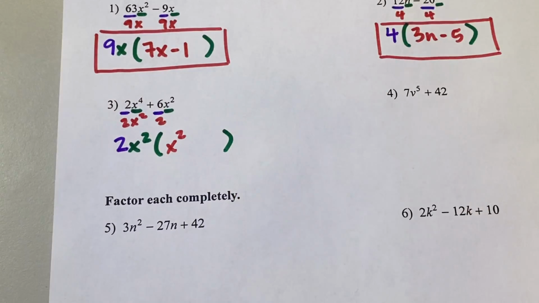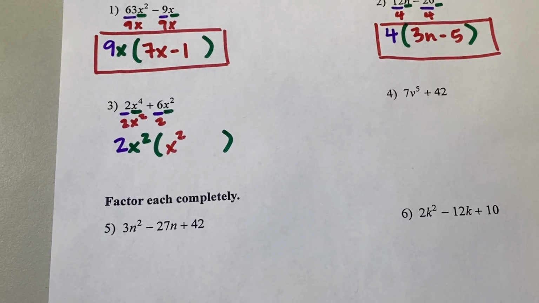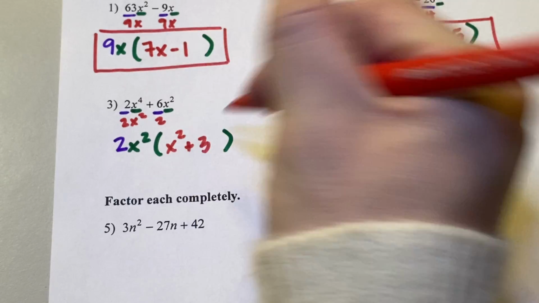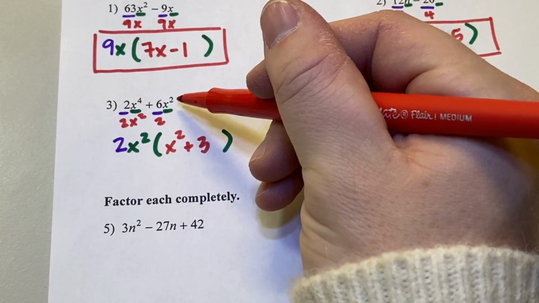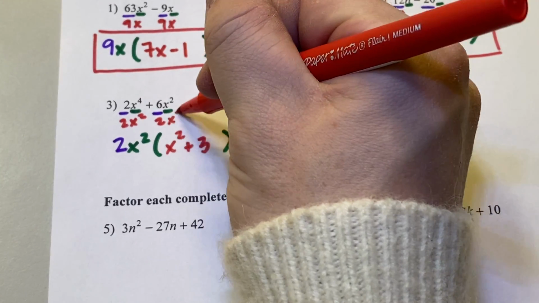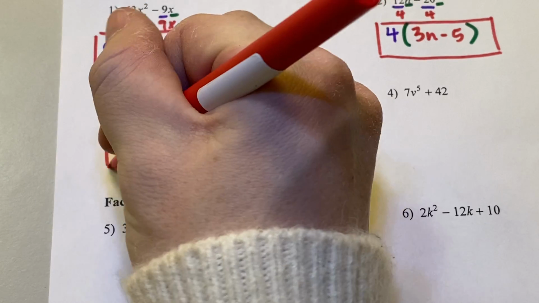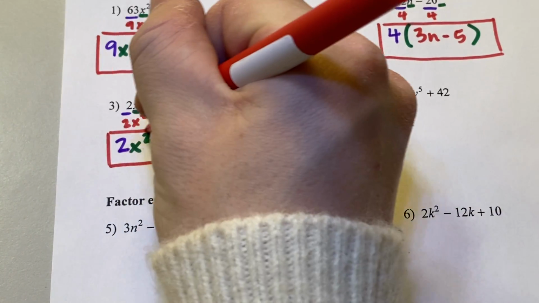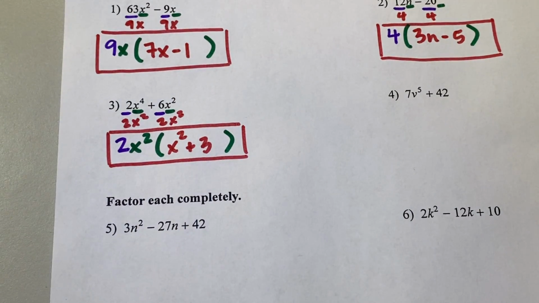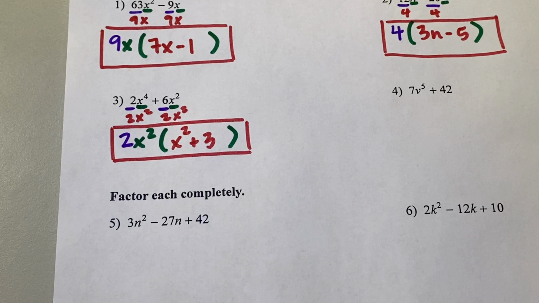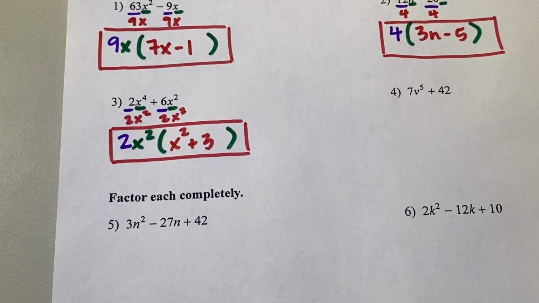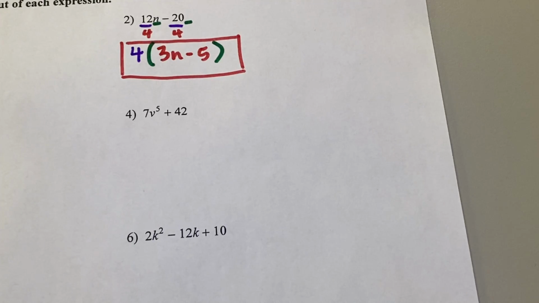Okay, let's do the same thing with our second term. What's 6 divided by 2? Nora? 3. Positive 3. And then I had 2 x's on this guy, but then I divided all 2 of them or took all 2 of them away. Do I have any x's left? Nope. So final answer, 2x squared times x squared plus 3. Great job.